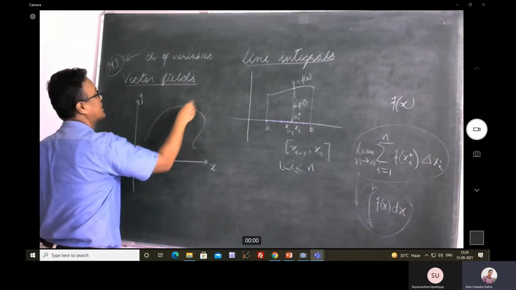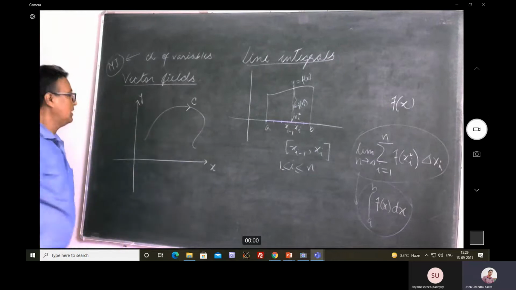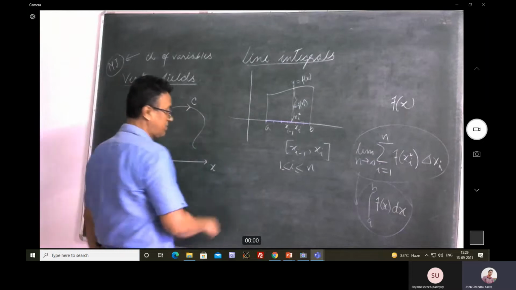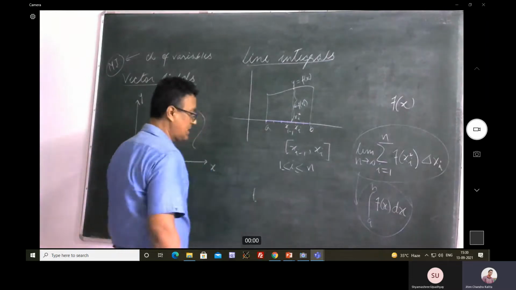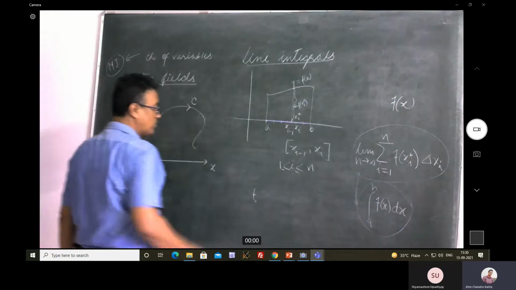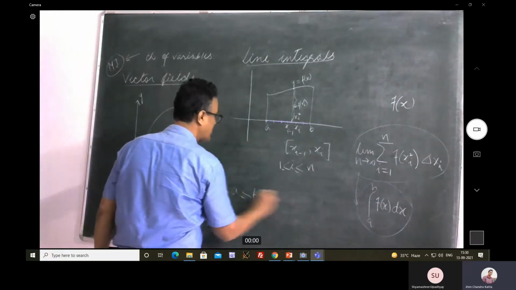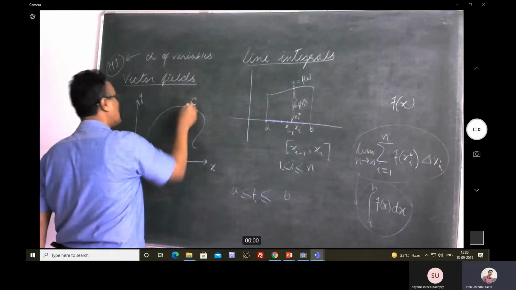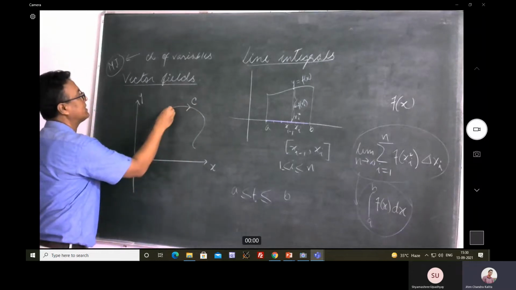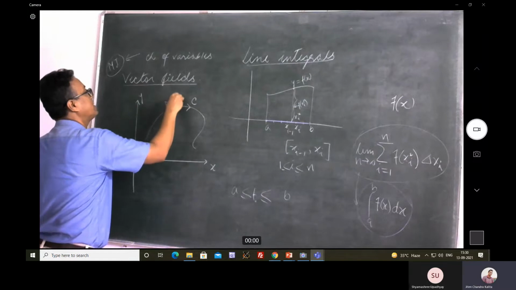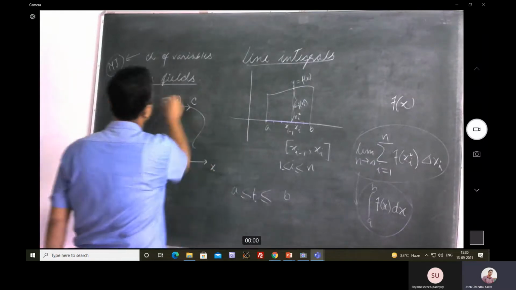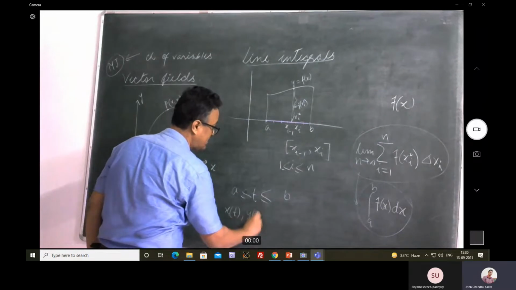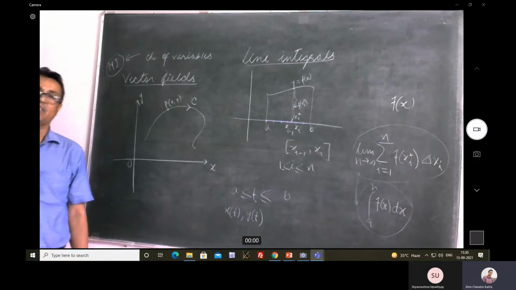Suppose we are considering a curve like this, and I am calling this curve C. Let us assume that this curve can be parameterized by a single variable t, where t belongs to an interval [a, b], so the curve is defined by points x and y, where the coordinate x is a function of t and y is a function of t. This we have already discussed earlier.